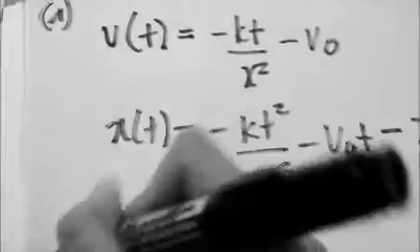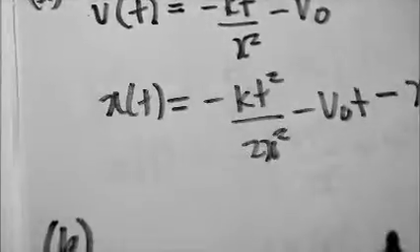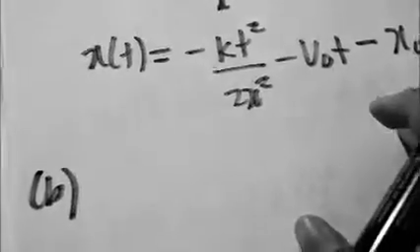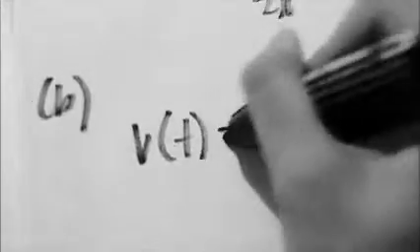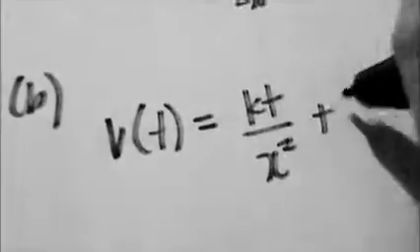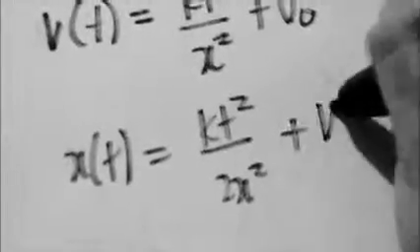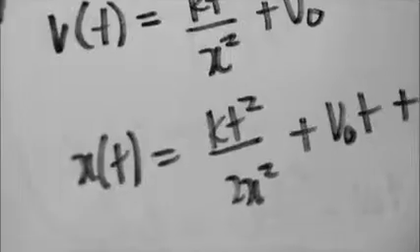And in B, by convention, since force is directed away from the origin, we will just change the negative signs into positive. So v of t is equal to kt over x squared plus v naught, and x of t is equal to kt squared over 2x squared plus v naught t plus x naught.